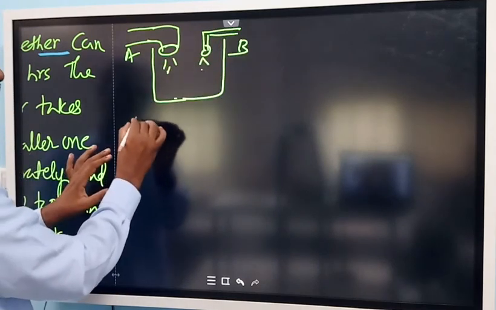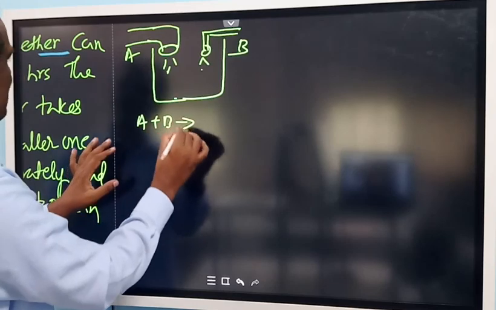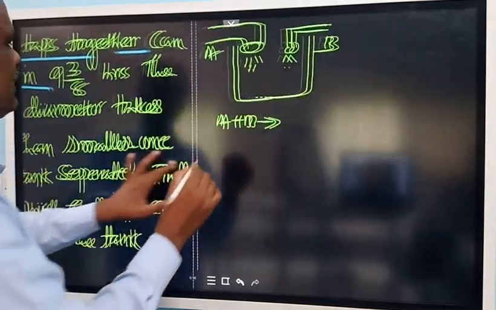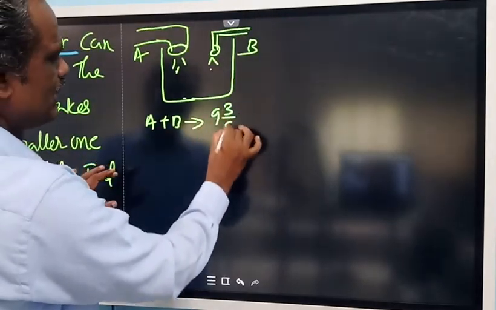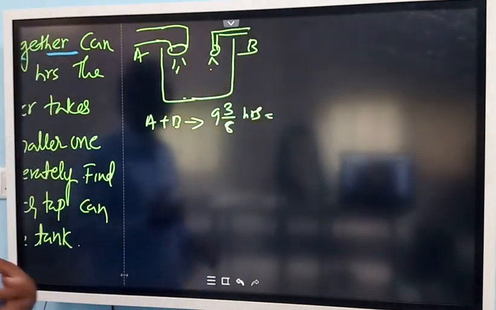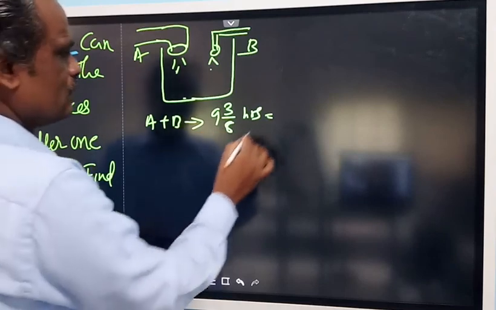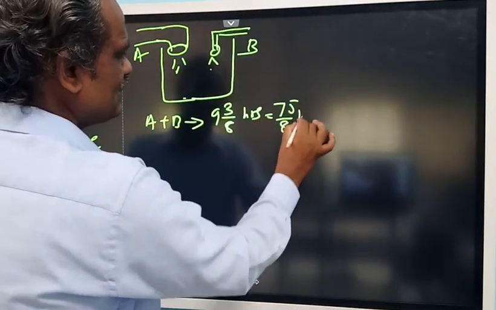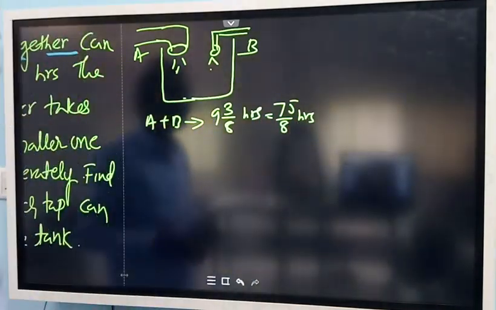Together you turn on and release the water. Both will take time, A and B. A plus B together takes the time 9 3/8 hours. That means, you keep it as a mixed improper fraction, 75/8 hours.